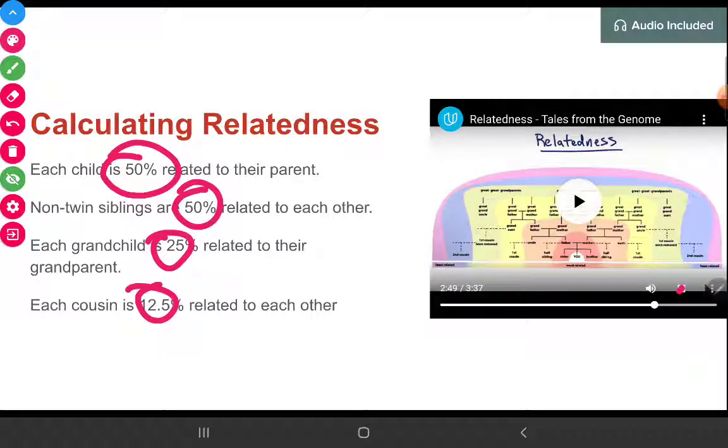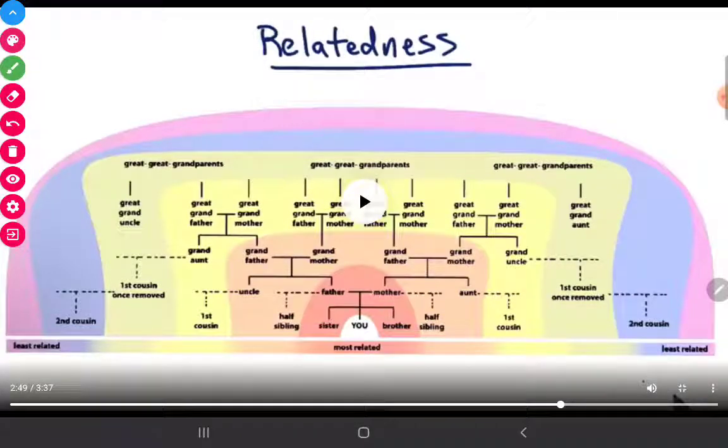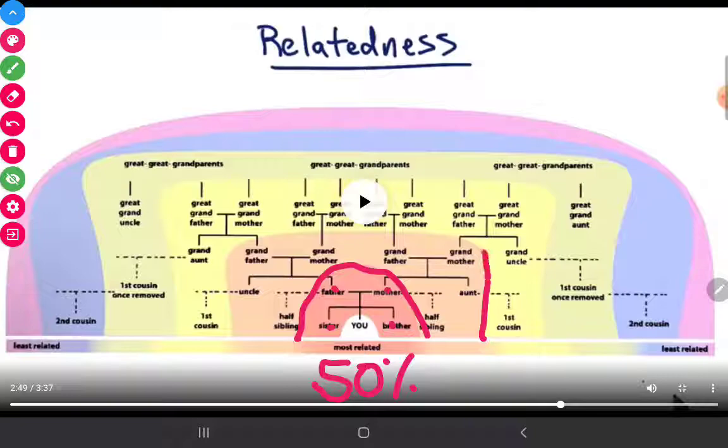So let's look at that here. You can kind of imagine it like a rainbow of relatedness. In the center here, we have your father, your mother, your sister, and your brother, and you're 50% related to them. Let's stick with percentages. So 50% related to those most immediate members of your family, and you are most likely to be altruistic towards them. And then you have this outside layer here. This would be grandparents, uncles, and half siblings.